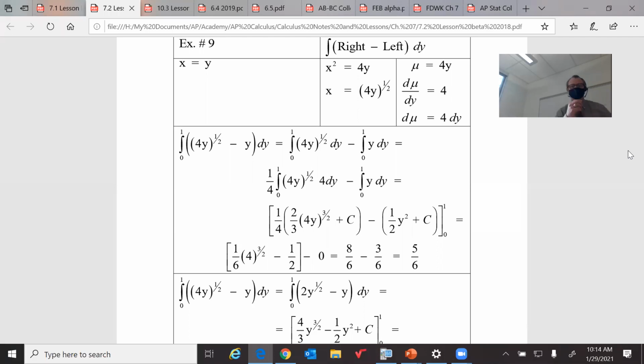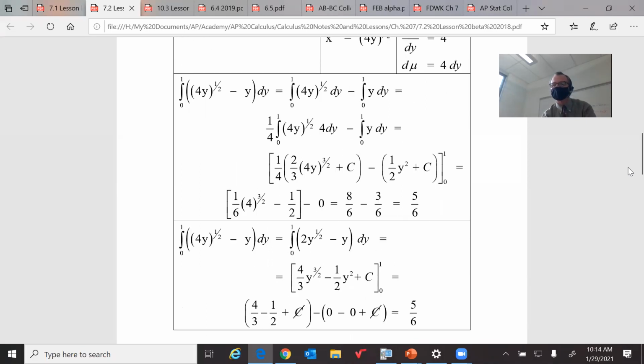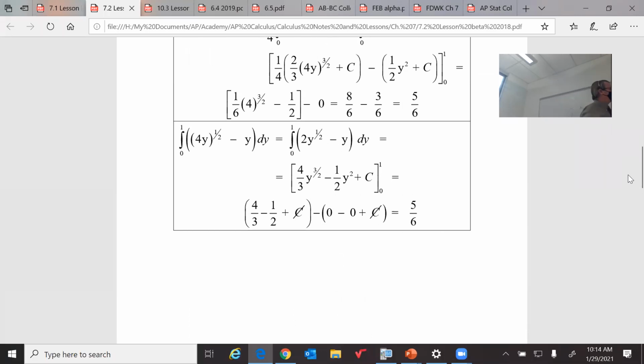That was one way to do it. You didn't have to, because you could have done it this way. You could have said, well, 4y to the 1/2 power, the product of the 1/2 power, is 2y to the 1/2. So if you did it that way, it's going to take you to the same place. So the bottom way is more efficient, but if that wasn't a perfect square, you would have to do it the top way.